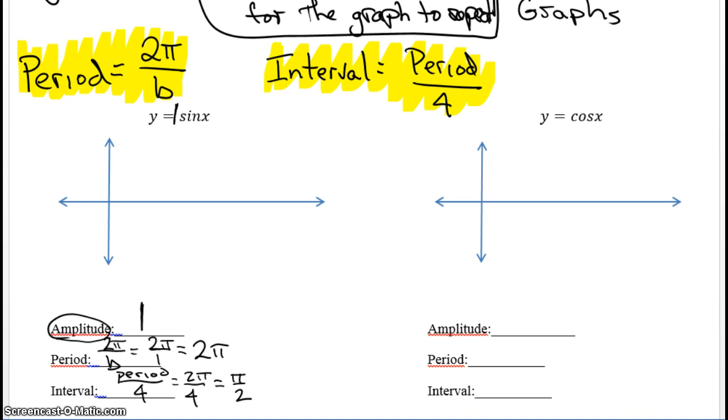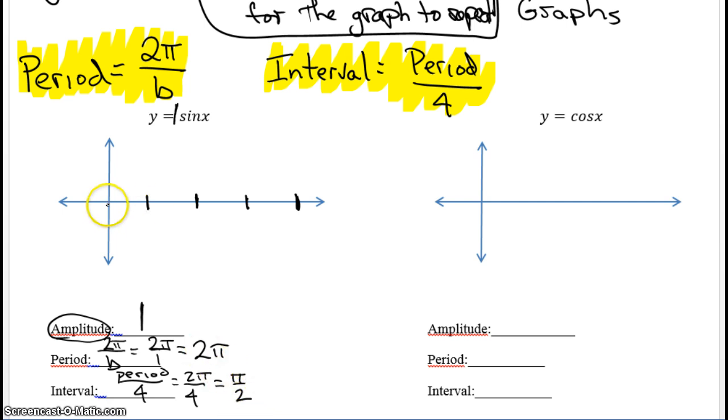So I go to graph. I move out from the origin 1 period, just some random distance, and put a tick mark. That's 1 period. I'm going to cut the period in half, so now I have 2 halves. I'm going to cut each of those in half again. And I now have my 4 intervals. Now remember, each interval is pi over 2 units.